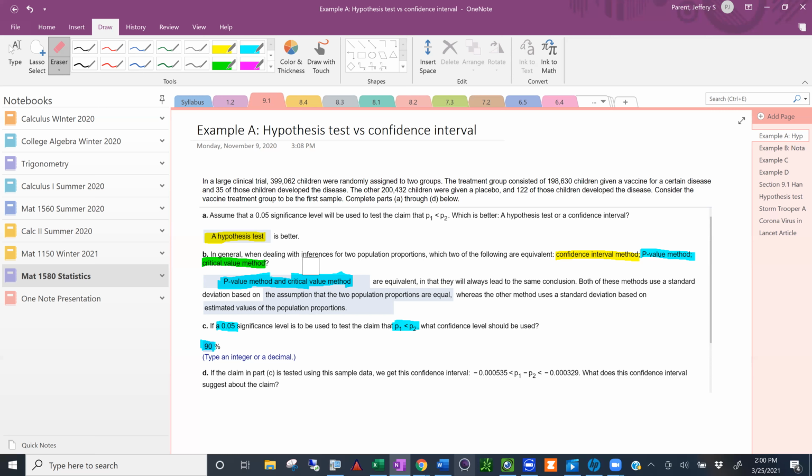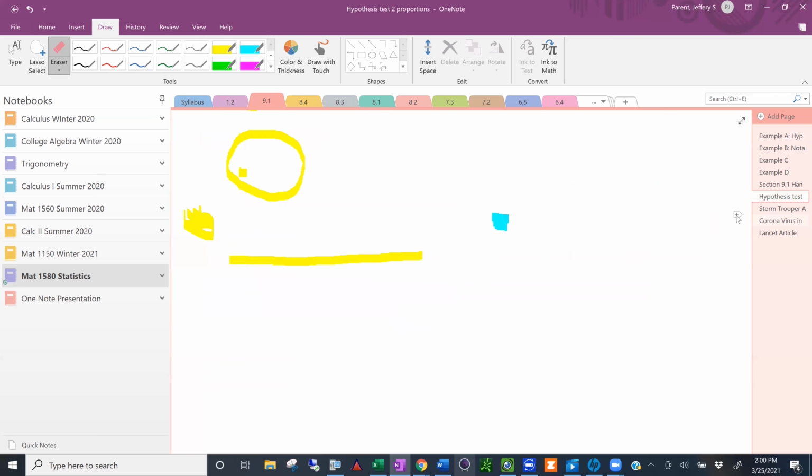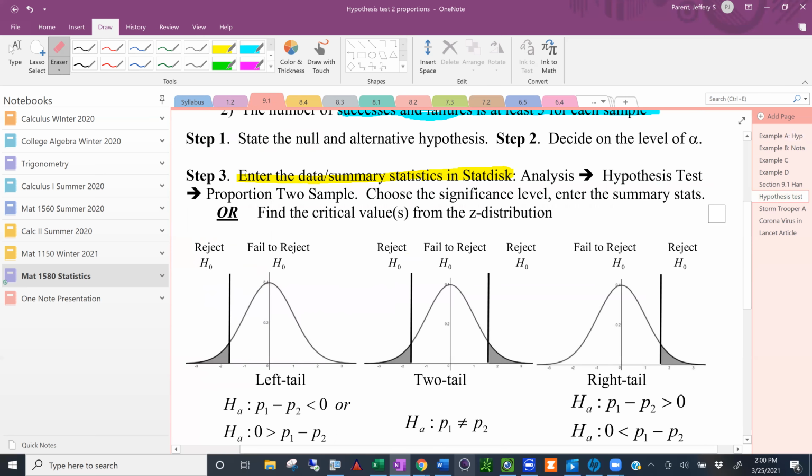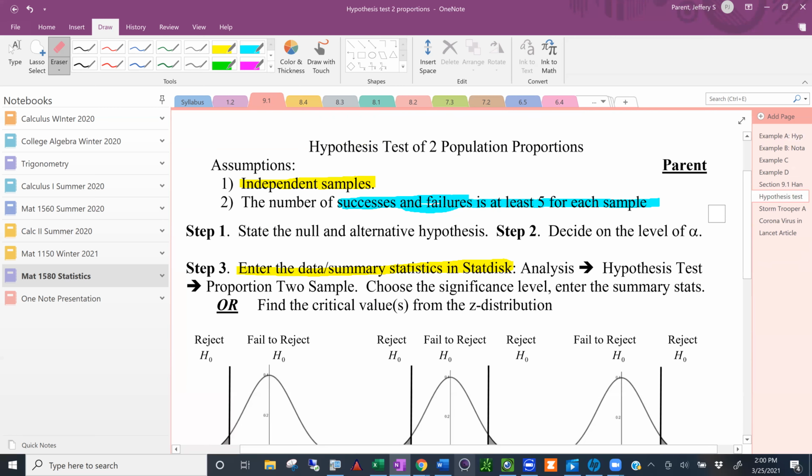Let's just run through the hypothesis test the way we do it in class, which is our 6 steps. So let me go back here to the hypothesis test, our little handout, and start up here with the claim, H0 and HA. So step 1.